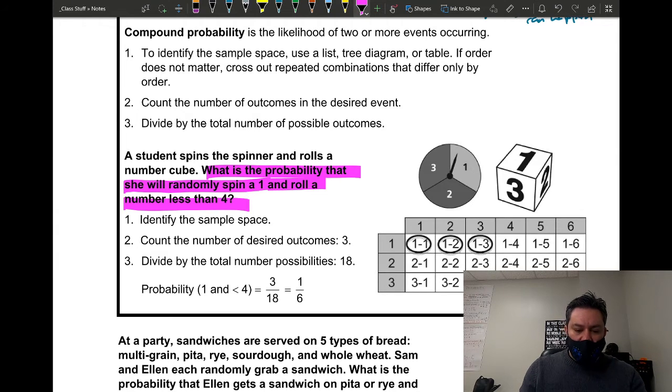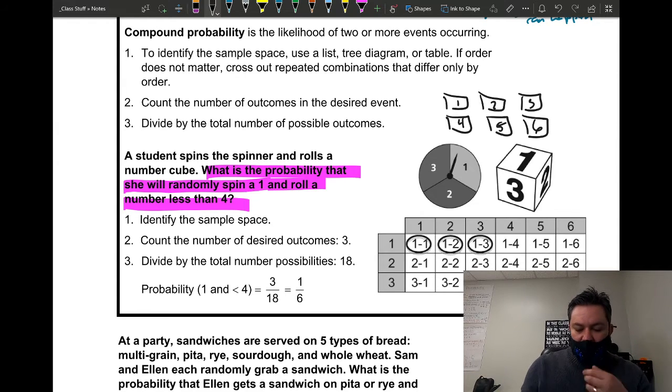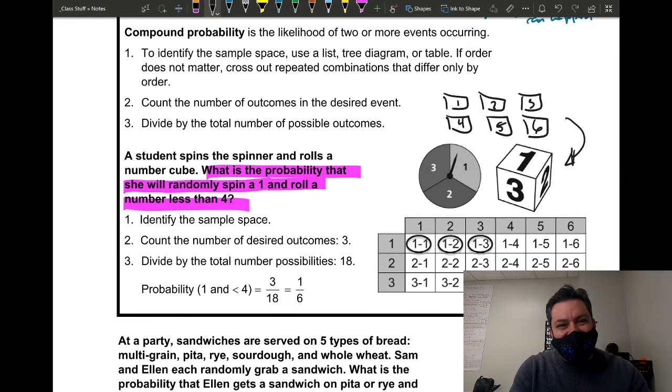Less than 4. So remember, when we have the cube, you have the faces. These are the 6 faces, numbers 1, 2, 3, 4, 5, 6. These belong to the cube right here. Now, they're asking for a number less than 4. Is it including the 4? Keywords from inequalities, right? So no, it's not including the 4. So you're only looking for the numbers 1, 2, and 3. Anything less than 4.